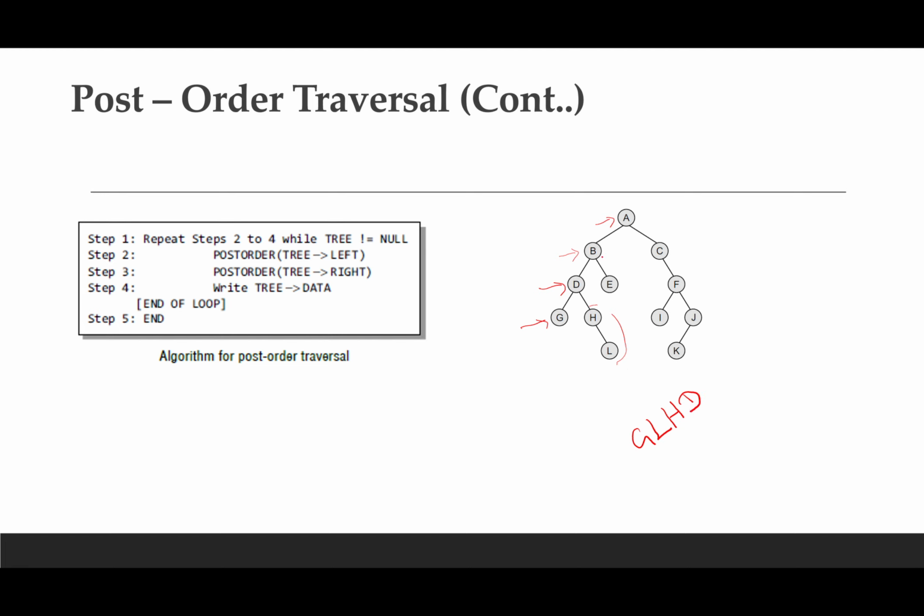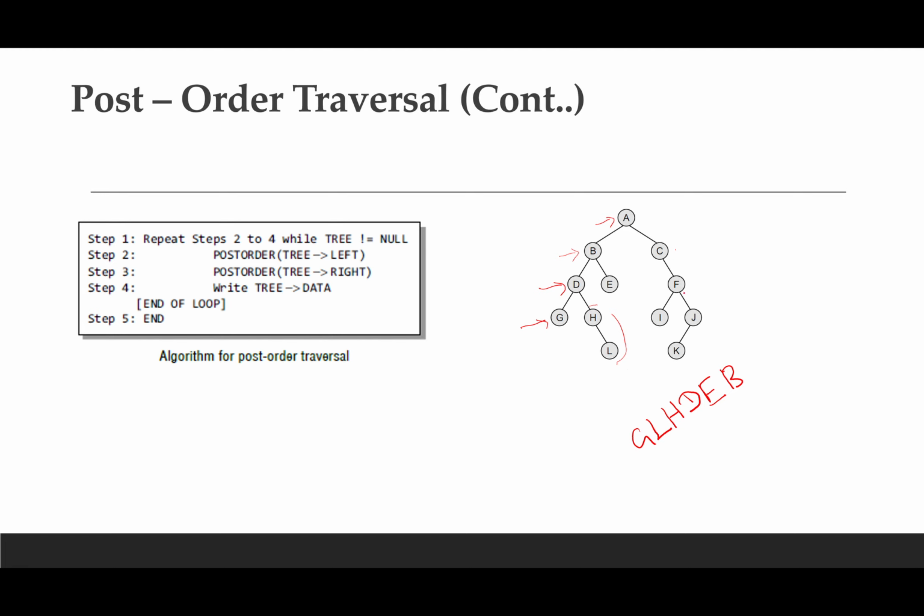Then for B, we check whether there is a right child. Yes, there is a right child, E. Then does B have any more children? No, so we can visit B. Then we check the right child of A, which is C. We check whether C has a left child. It doesn't, so we move to the right child, F.